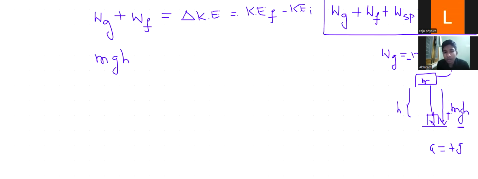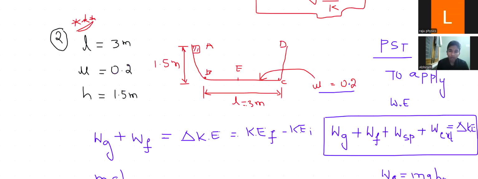If the body is lifted, the sign is minus. When a body is lifted, your acceleration is against gravity, so the acceleration will become minus g. Then it is minus mgh. Clear? In the given problem, the particle falls from A to B, not from B to A. If it is lifted from B to A, the acceleration will become minus g only at that time.